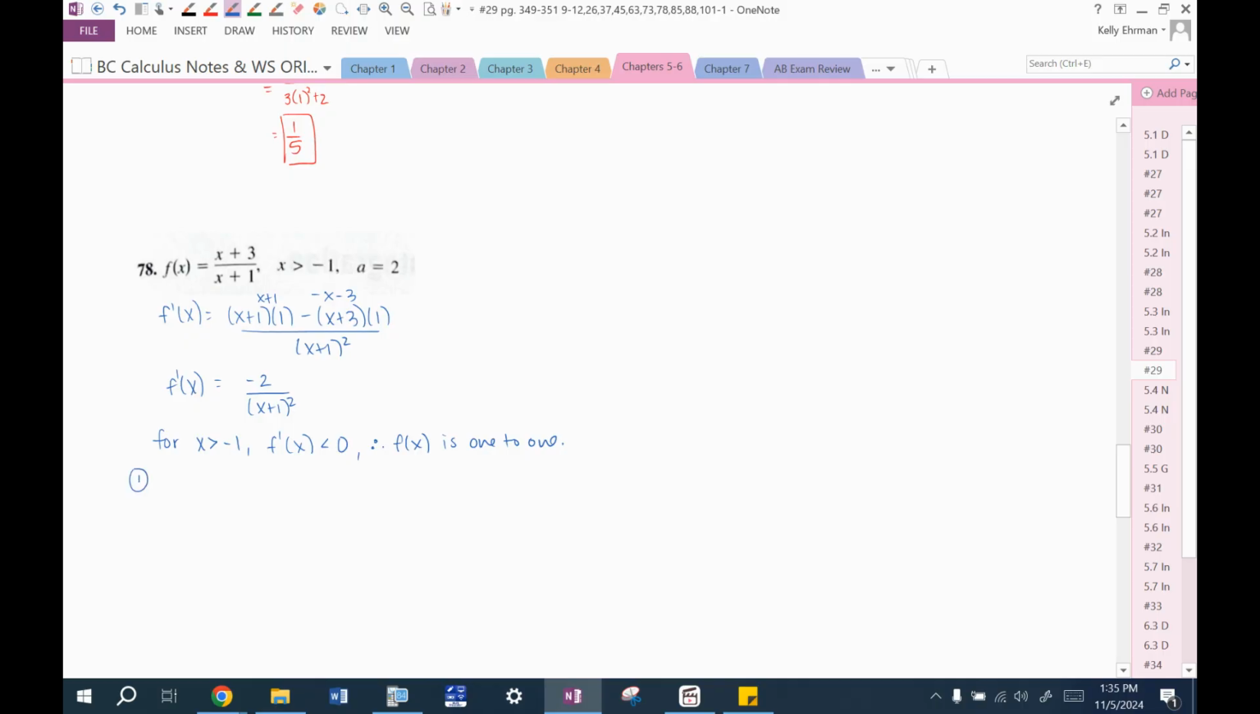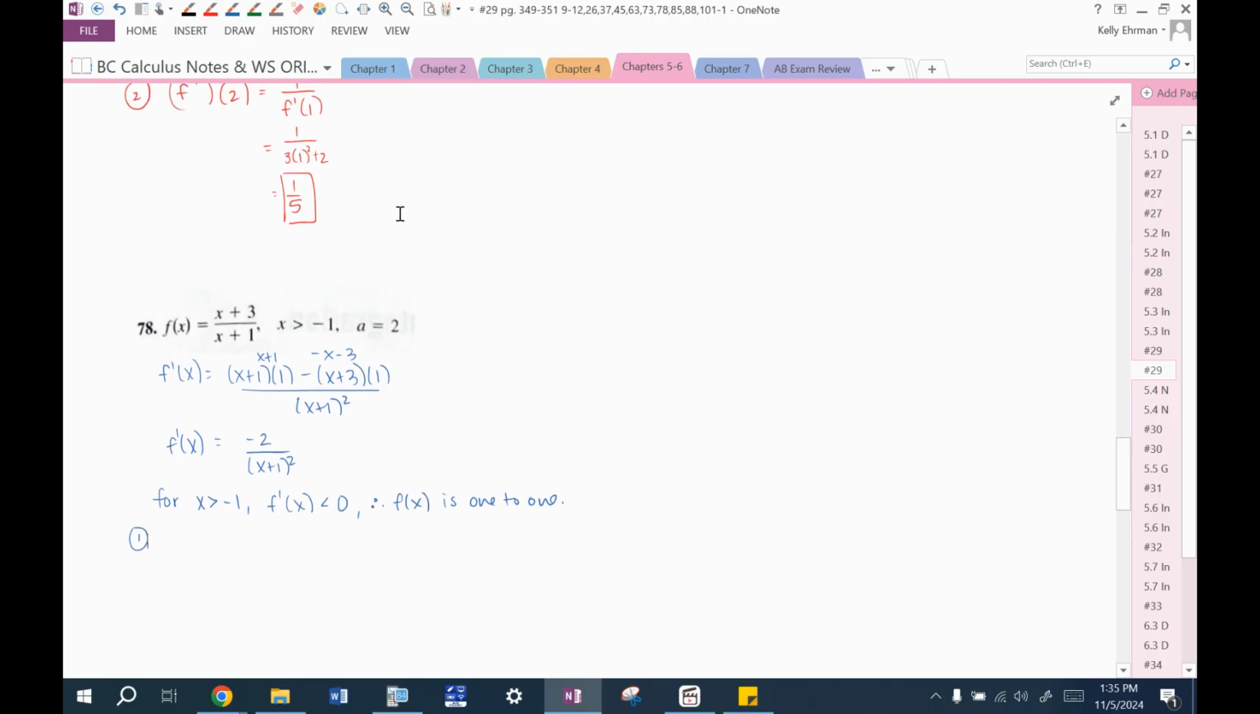All right, now my next step is to figure out what point we should be plugging in here, because we want to find f inverse prime of 2 again. And we know that's equal to 1 over f prime of what? We have to figure out what the what is here. So set f of x equal to 2 and solve for x. So I'm going to multiply the x plus 1 over, distribute the 2 through, subtract x to the right side, subtract 2 to the other side. So x equals 1 again.